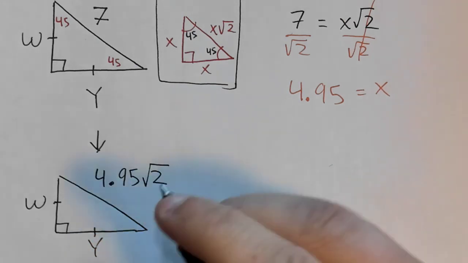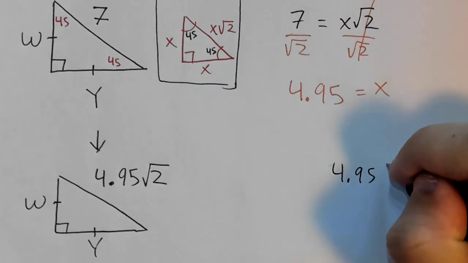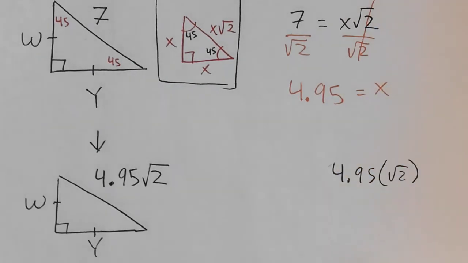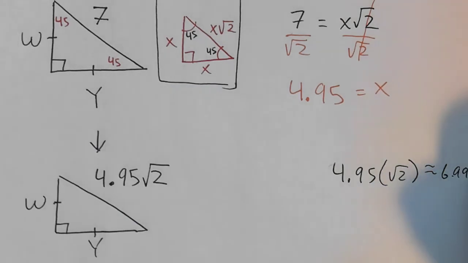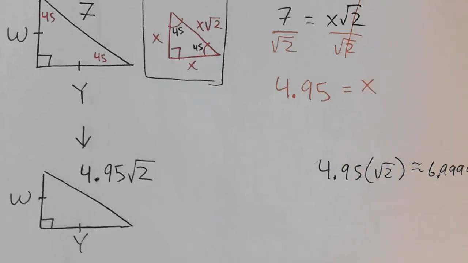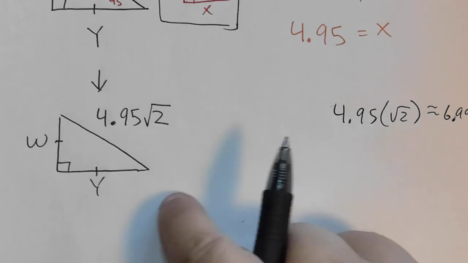If you don't believe me, take this 4.95 and multiply it by a square root of 2. Let's do that for fun. Times the square root of 2, and we get 6.999999998. It's approximately 6.9999, which is close enough to 7. Wouldn't you agree?